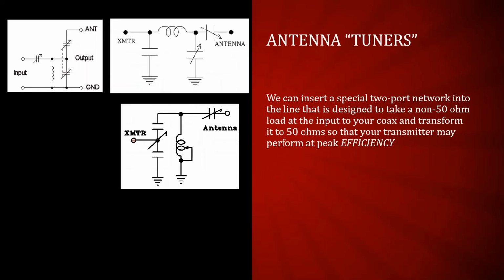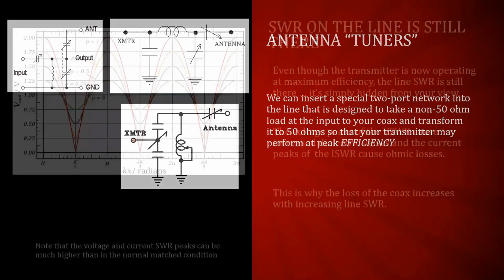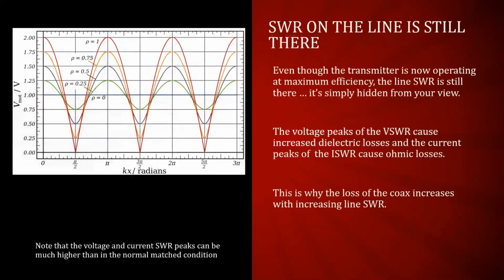Excuse me, I'm starting to lose my voice. And like I said, there's still VSWR on the line. But it's important to note here that the voltage peaks of the SWR are much higher than what would ordinarily be on a perfectly matched line. The SWR peaks are much higher than on the perfectly matched line. And these voltage peaks can cause you problems.